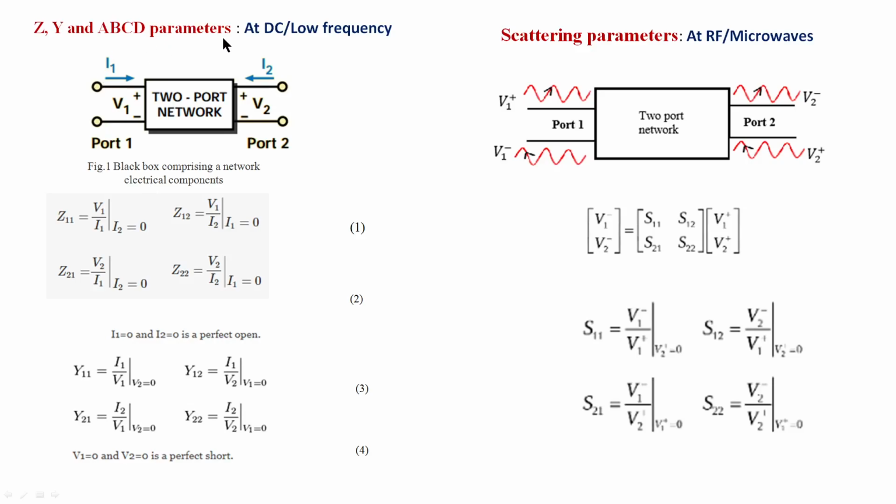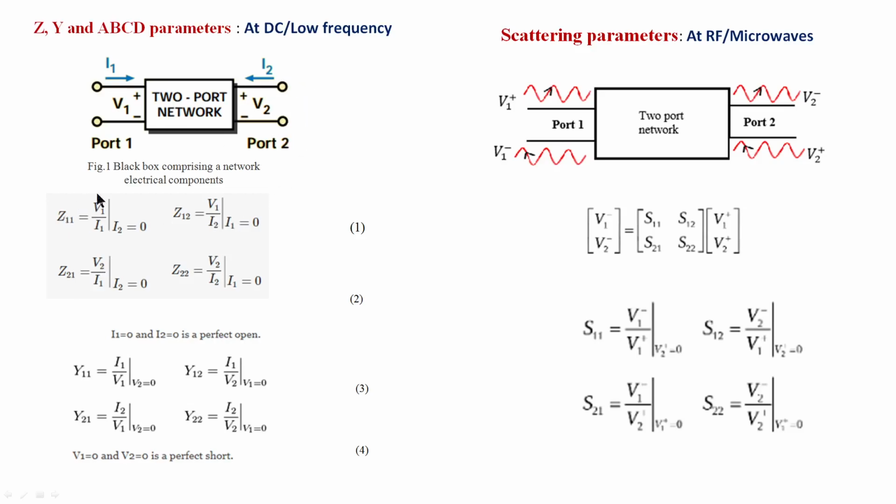Similarly, ABCD also needs that. That is the main point, you have to keep it in mind. That's why we cannot use this method for the RF and microwave frequency range. Why can we not use Z parameters and Y parameters? Because the Z parameter needs an open circuit at one port.